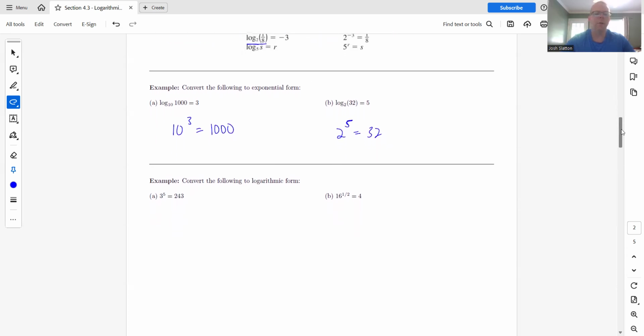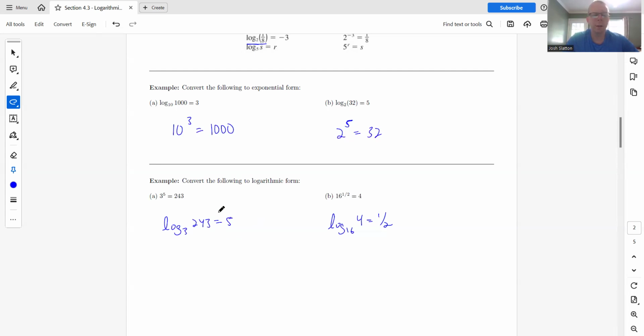All right, now we're going to go the other way. So we're going to convert these to a log. So what is the base? The base is the base of the exponent. And then again, these two are going to switch sides. So we have log base 3 of 243 equals 5. Here we have log base 16, and then the 4 and the 1/2 are going to switch. Okay, so you want to make sure you can do that fairly easily.